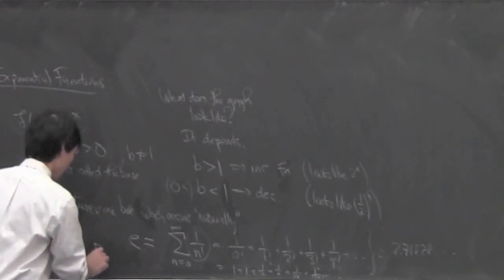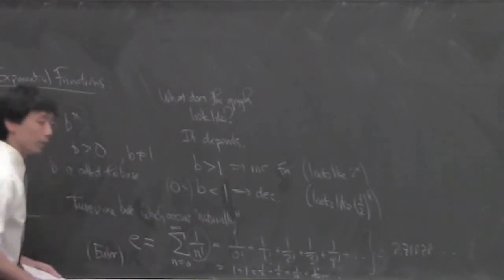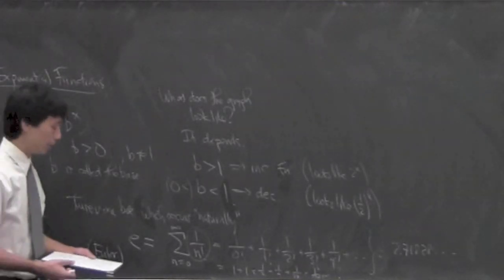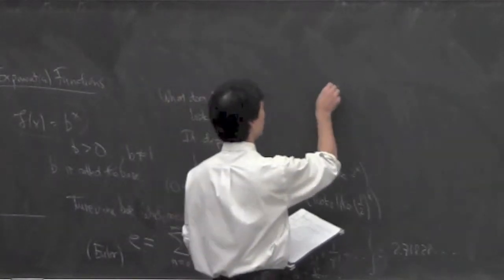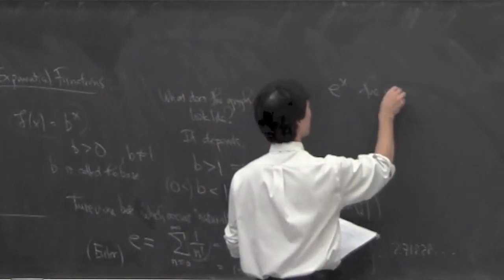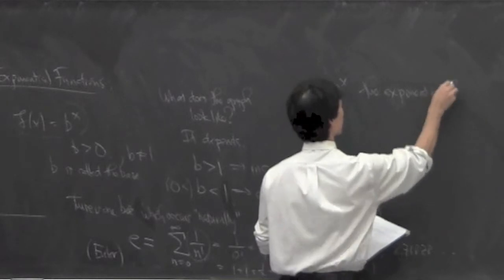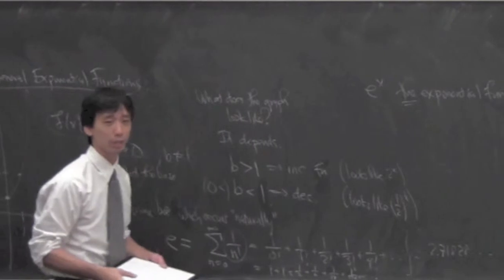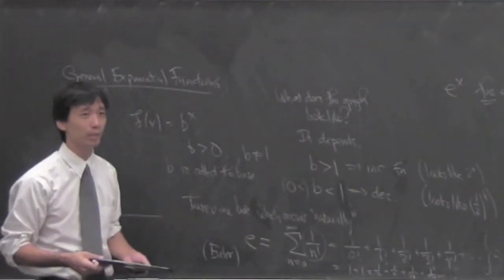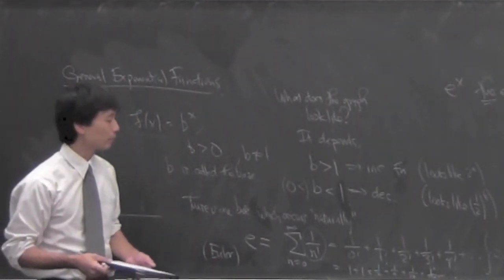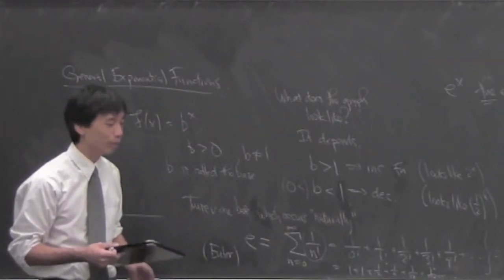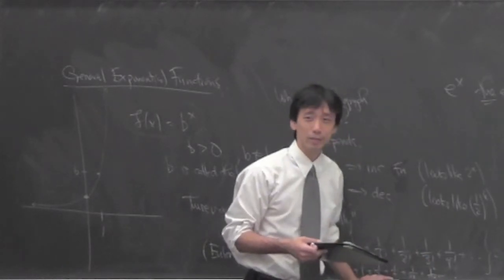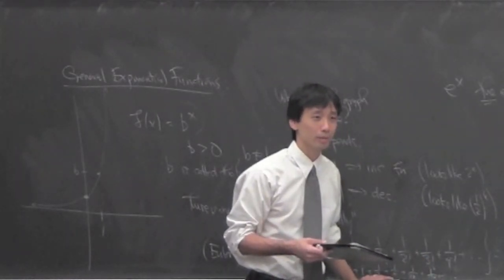Okay. E for Euler, a mathematician. And so people usually call e to the x the exponential function, because people are talking about some exponential function. I know one very famous book that begins with the line, e to the x is the most important function in mathematics. I think that's true.